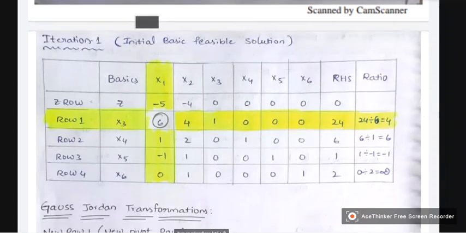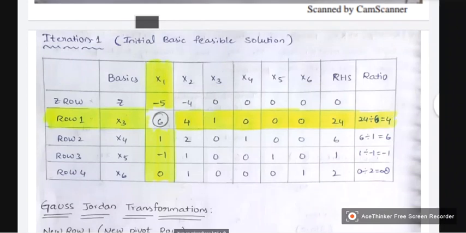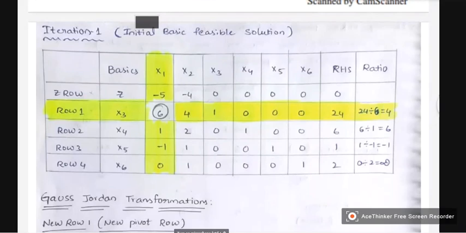Now we are taking the ratio of RHS and x1. You have to tell that you are identifying the pivot column and the pivot row, and you are noting down the pivot element as 6. And you are taking the ratios of the right hand side and the elements in the pivot column. That way you have to tell. Proceed.